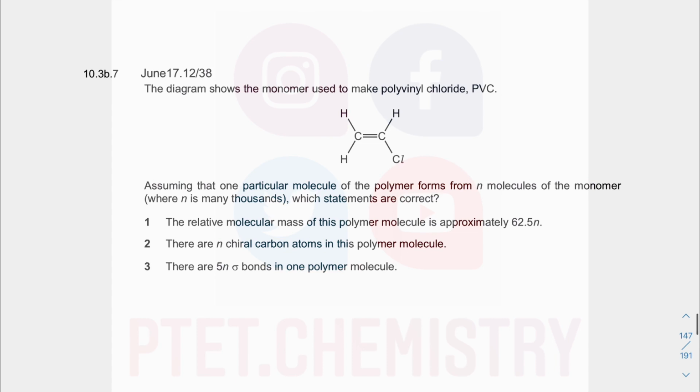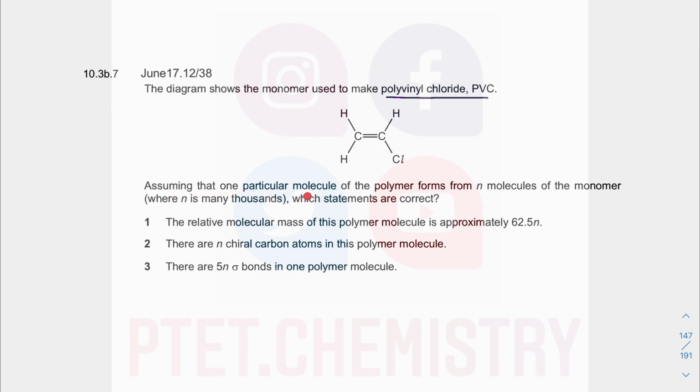Moving on to the next question. So we have this diagram which shows the monomer used to make PVC. Polyvinyl chloride stands for PVC. This is the monomer, which is just vinyl chloride. Vinyl chloride is a chlorine bonded to ethene.